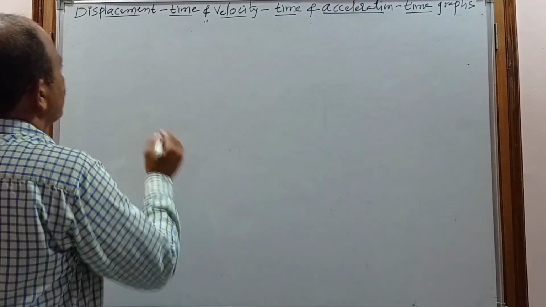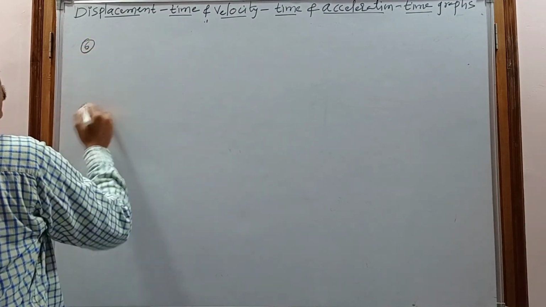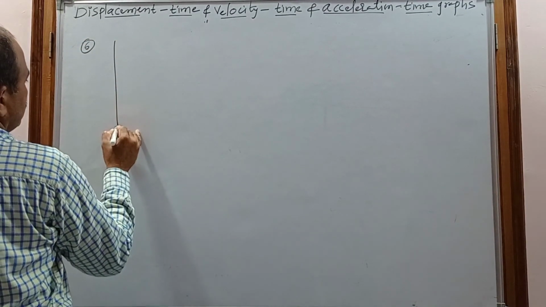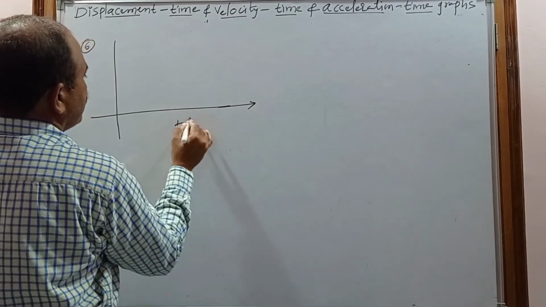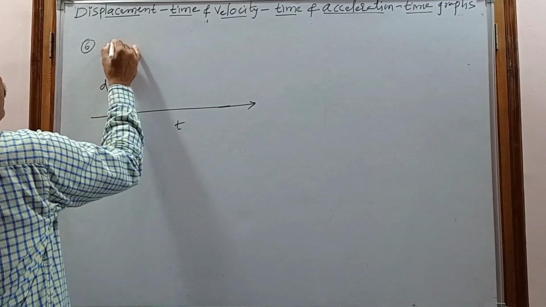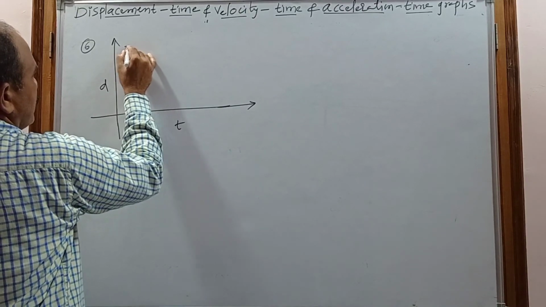Coming to another graph, the sixth graph. If the graph will be like this, by taking the time on the x-axis and the displacement on the y-axis. Now consider the graph will be like this.